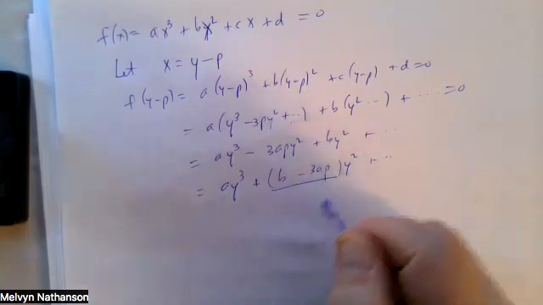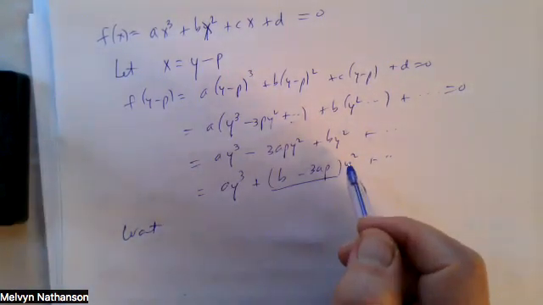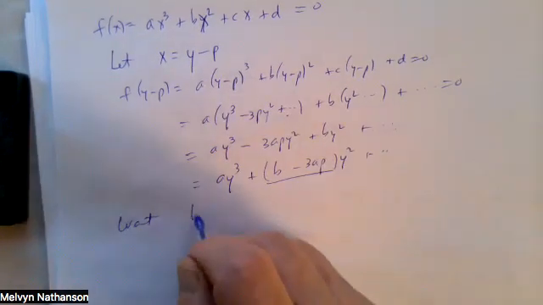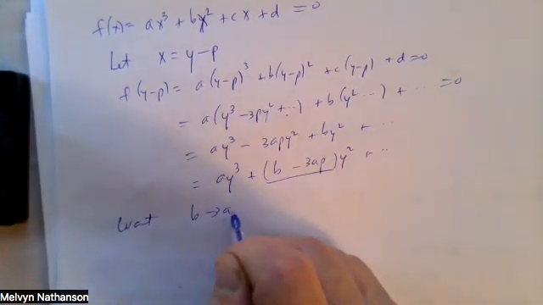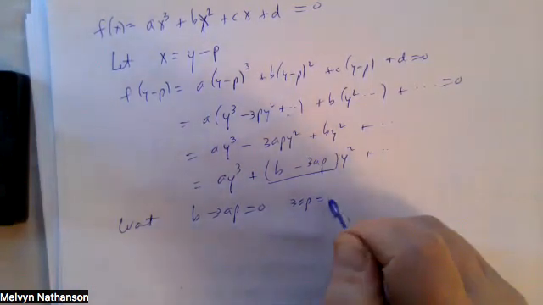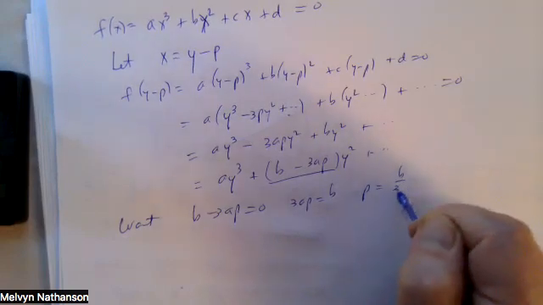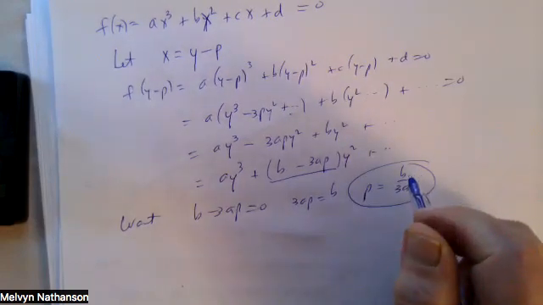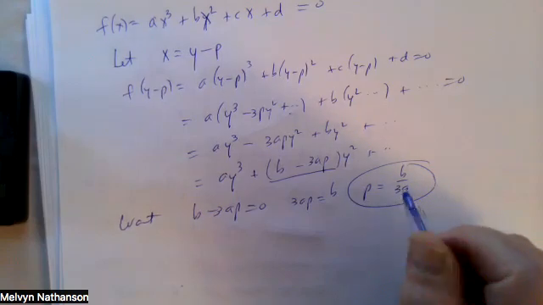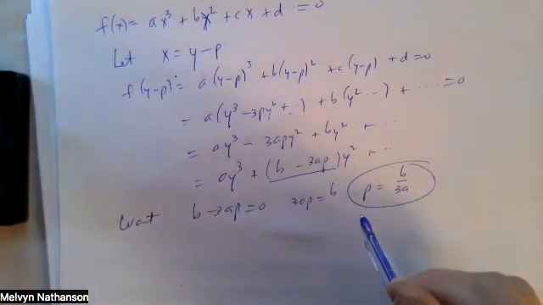And I want this to be 0. I want the quadratic term to disappear. So I want b minus 3ap to be equal to 0, or 3ap equals b, or I let p be b over 3a. Right. So that's going to be my substitution. X is y minus p, where p is b over 3a.